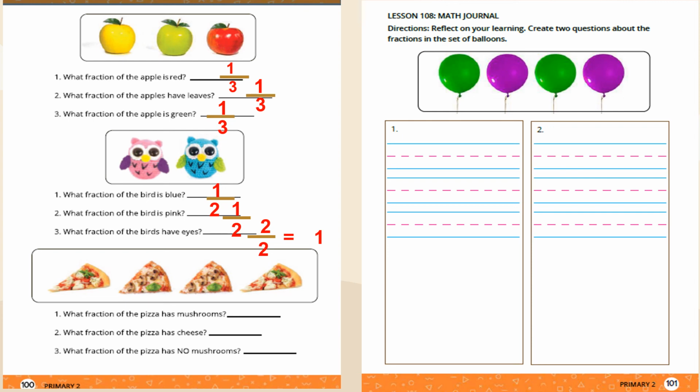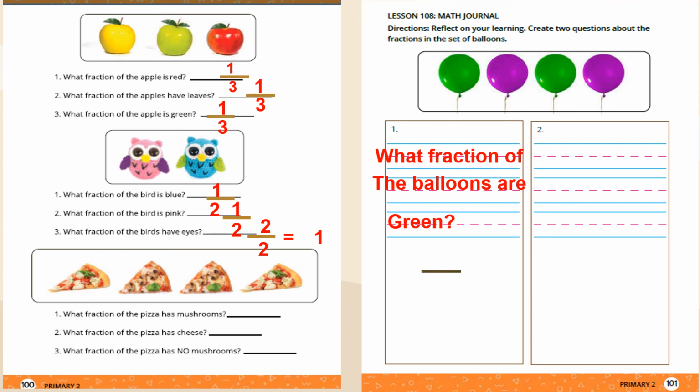Here, reflect on your learning. Create 2 questions about the fractions in the set of balloons. I have here green and purple. What can I do? I will make 2 questions. First question, what fraction of the balloons are green? Here, how many green balloons? 1, 2. From how many balloons? 1, 2, 3, 4. So, what can I write?